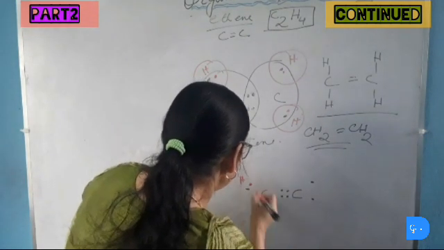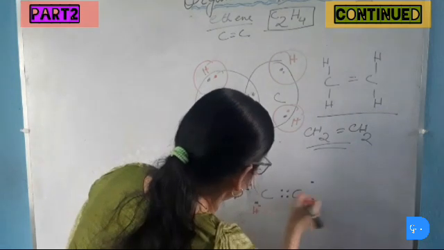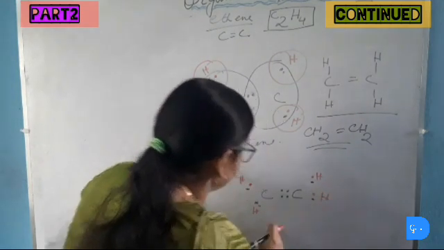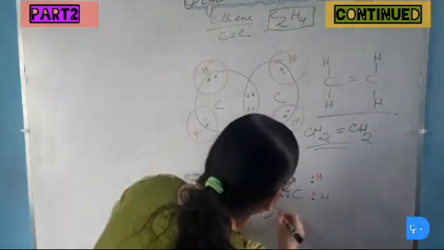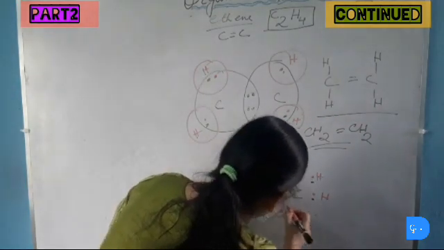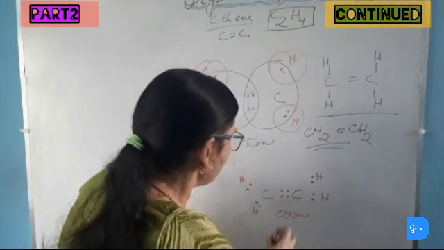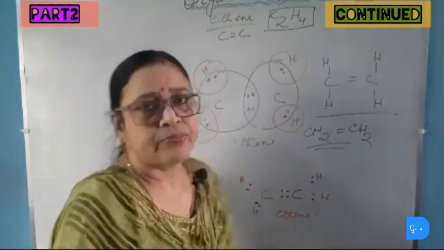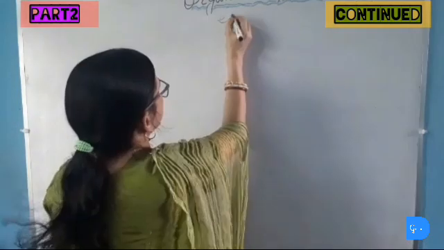This is hydrogen, this is hydrogen, this is hydrogen, this is hydrogen. This is the electron dot structure of ethene, containing a carbon-carbon double bond, which means there are 4 electrons which are shared by 2 carbons. Now we will draw the structure of ethyne.